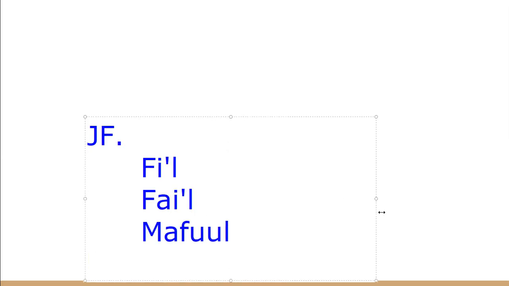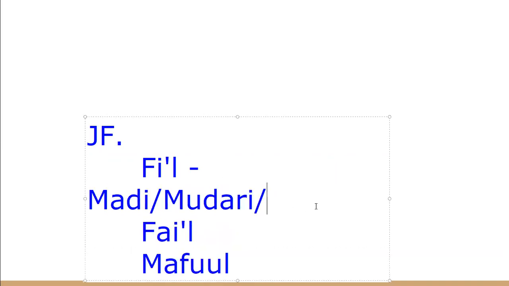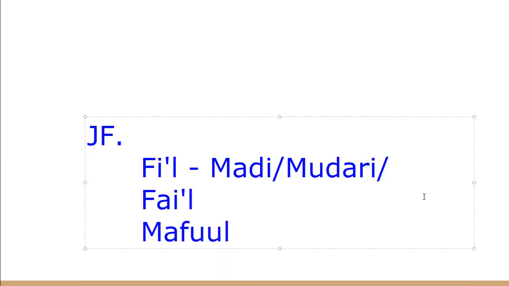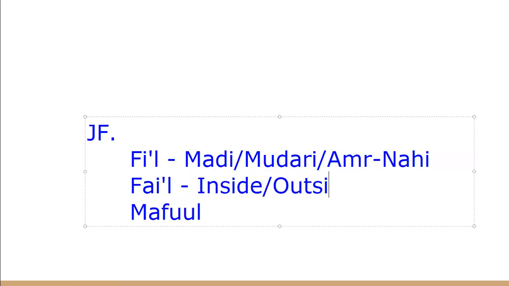And we've been studying everything regarding the fi'l. There are three types of fi'l we studied: fi'l madi, fi'l mudari, and amr. We have studied all those three. Amr and Nahi, the commanding and forbidding. We studied the last bit of Amr and Nahi yesterday in our class. And the fa'il we already know inside and outside.